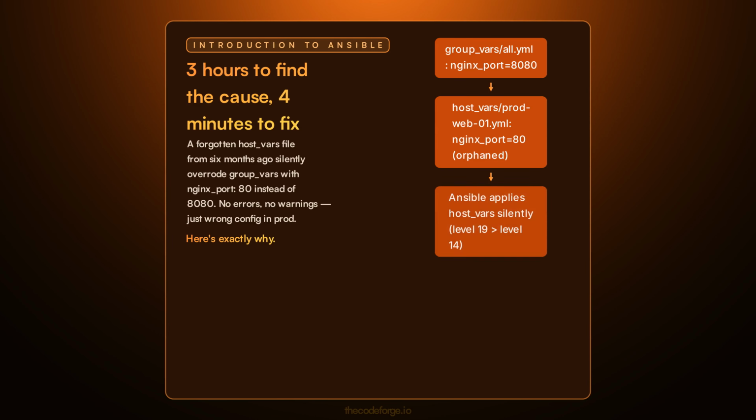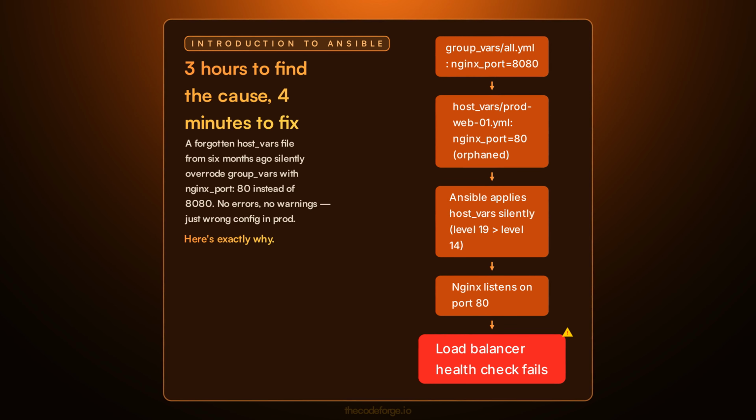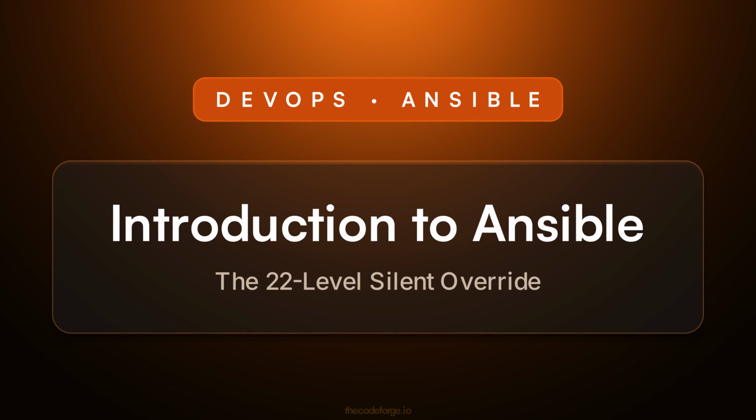3 hours of debugging for a 4-minute fix. A forgotten host vars file from 6 months ago silently overrode your group vars in production. No errors, no warnings, just wrong config. Here's exactly why. Let's break down Introduction to Ansible, how it works, and the exact mistake behind that failure.